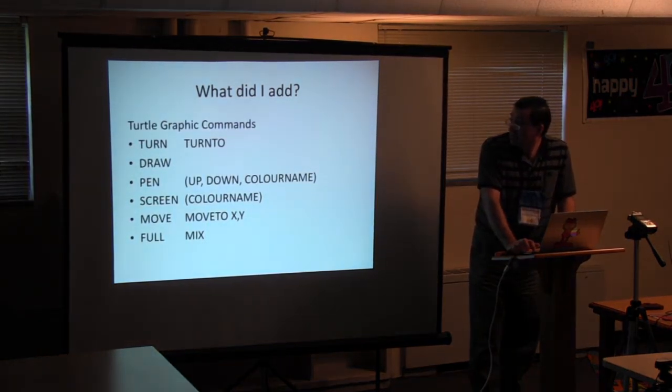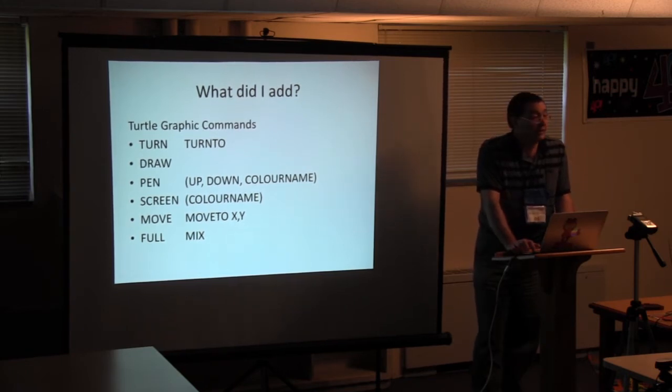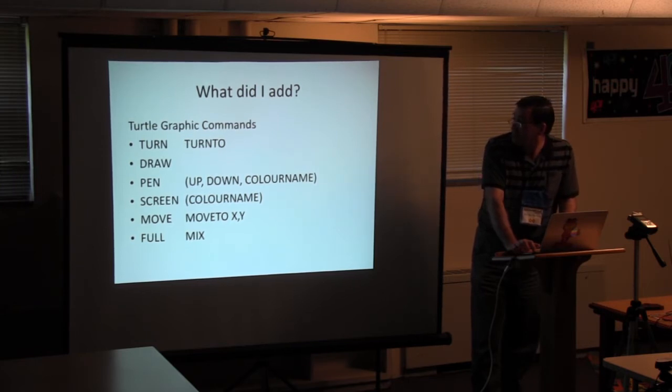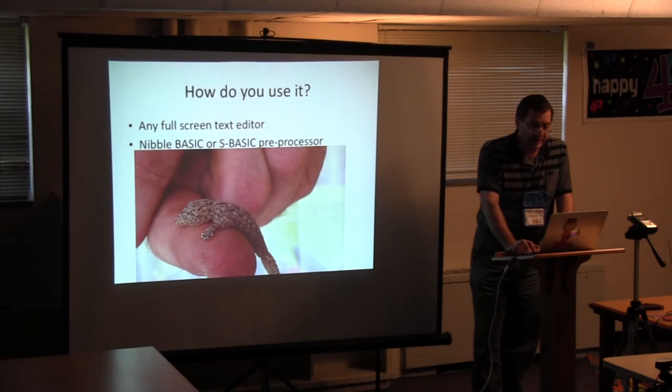Then I had to do a demo, didn't have any logo or anything, so I quickly just added some turtle graphic commands to it so that you could just write in your BASIC program just to draw on the screen. Most of us are already familiar with that. So you've got your turn to in degrees, draw, pen up, down, and color name, so black, white, violet. Screen can also be given a color name to give you a full color background screen. And then you've got your move and move to. Full and mix is just your either full screen or your 4 lines of text down the bottom. Those were fun to add in.